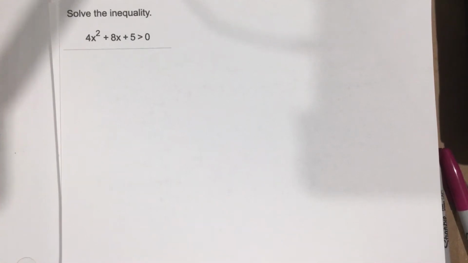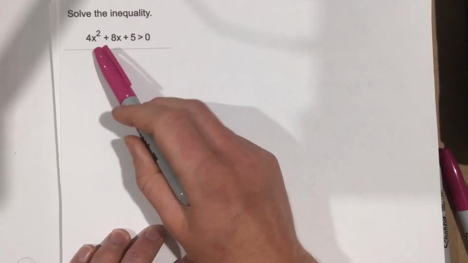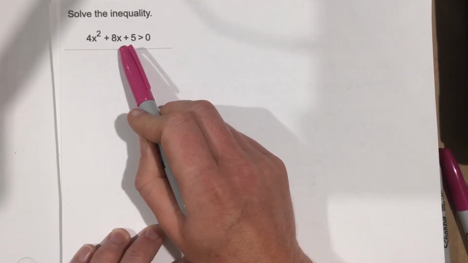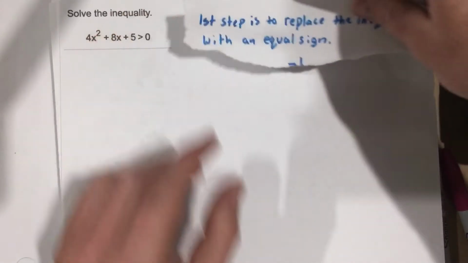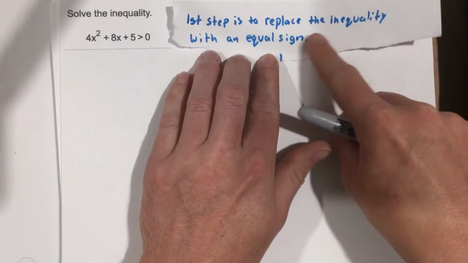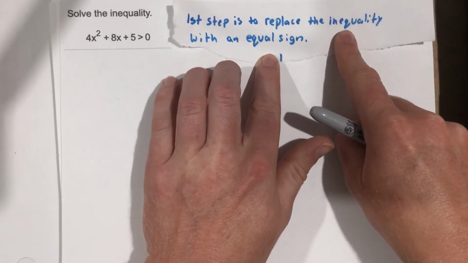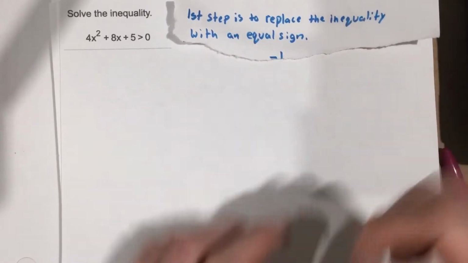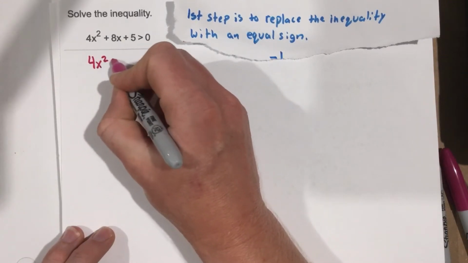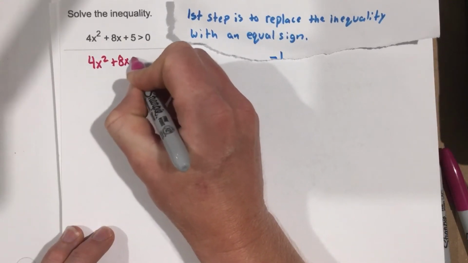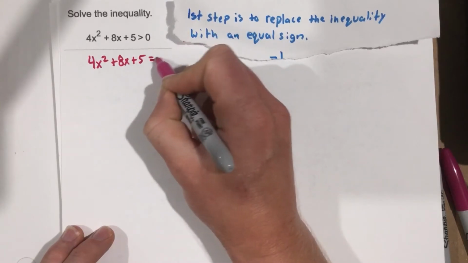This is problem number 5 from section 3.4. It says solve the inequality, and the inequality they give us is a quadratic inequality. So the first thing I'm going to do is replace the inequality sign with an equal sign, and that would be 4x squared plus 8x plus 5 equals 0.